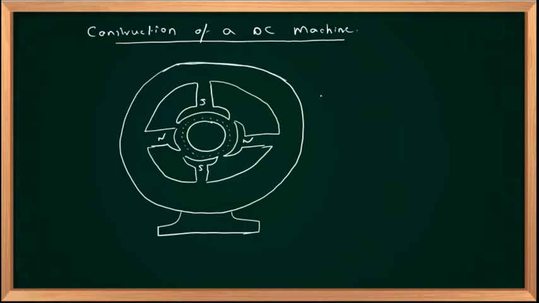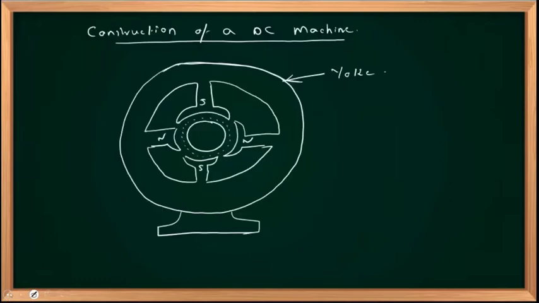the outer covering of this machine is called yoke. So the first thing we are discussing will be yoke. The main purpose of this yoke is to provide a mechanical support to the entire machine. So a mechanical support will be provided using this yoke. And one more purpose is there.